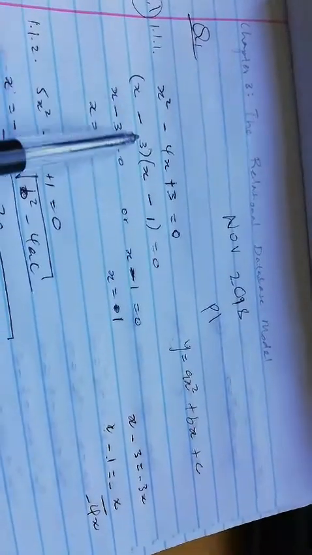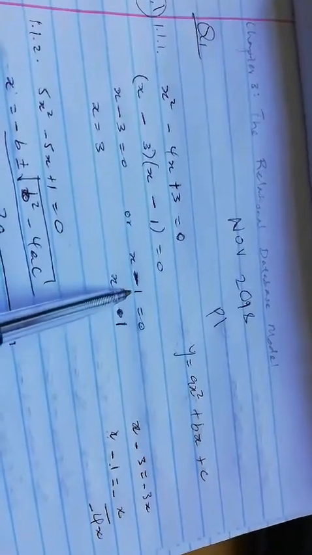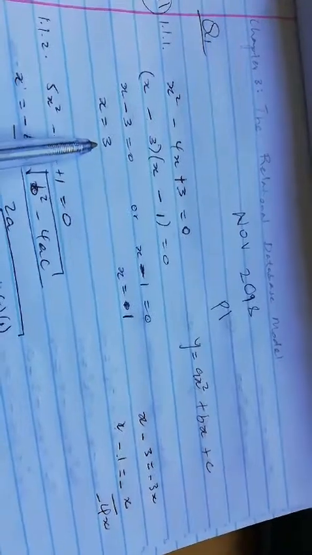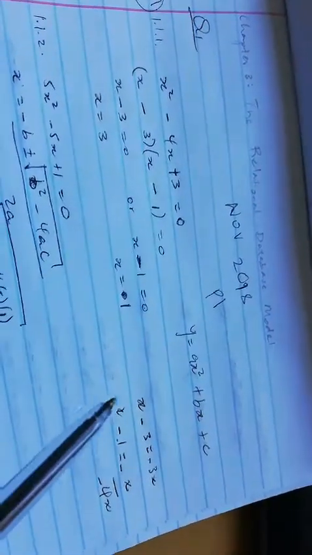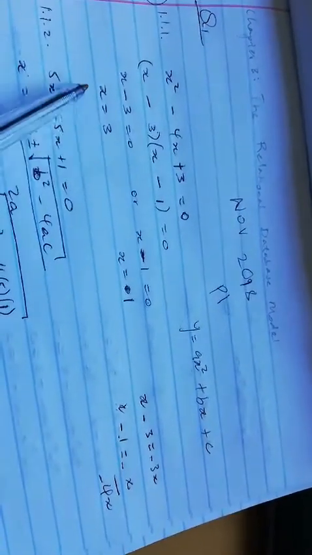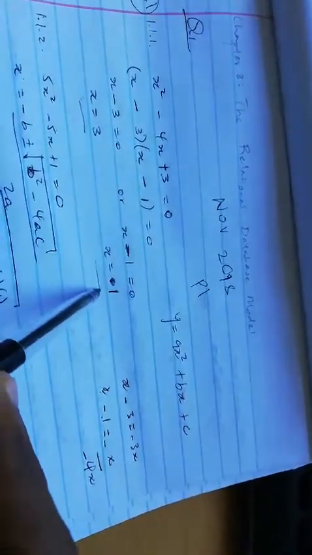So here we have x minus 3 equals 0, or x minus 1 equals 0. And then from there it is simple transposing as well, because we're looking for x, not x minus 3 or x minus 1. So to transpose, our final answer becomes 3, and then another answer becomes 1.